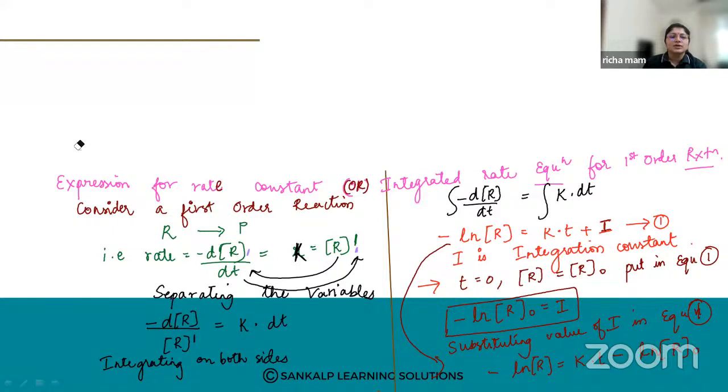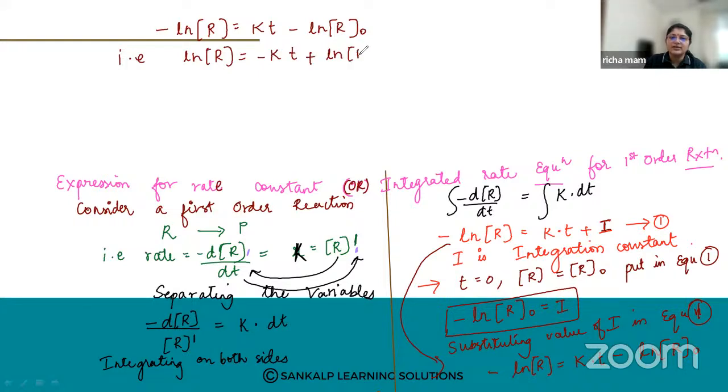Okay. Now we have got minus ln of r is equal to kt minus ln of r naught. Right. So I'll take minus common. So ln of r is equal to, shifting this minus to this side, minus kt. So this will become plus ln of r naught. Okay, so this is our equation 2.